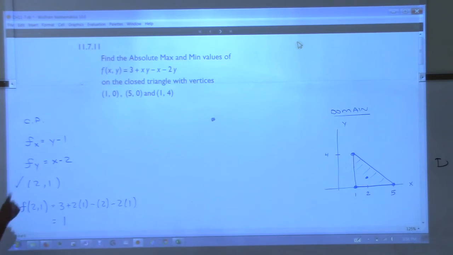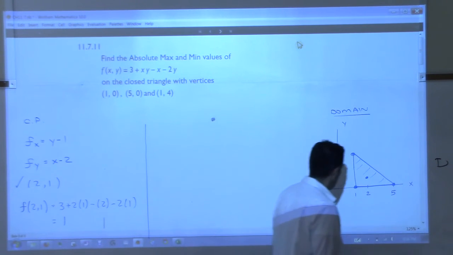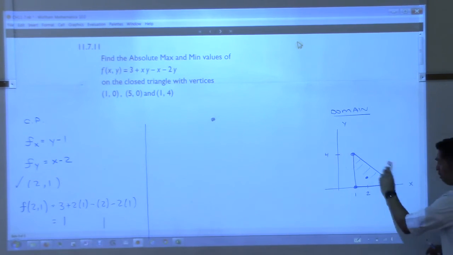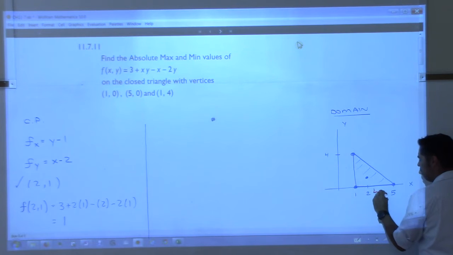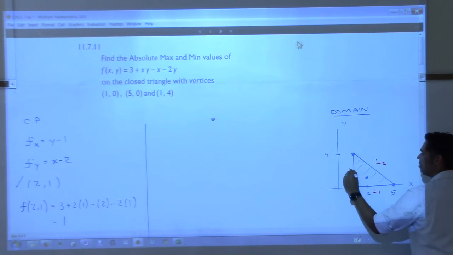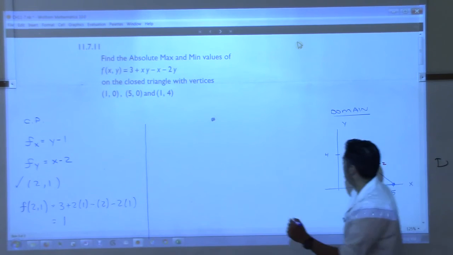All right, now we move along the edges. So when we move along the edges, we have to label these, and you can label them however you want. You can start wherever you want. I'm just going to pick and go. So I'm going to call this L1, I'm going to call this L2, and I'm going to call this L3. I'm calling them L because they're lines. If they were curves, I might call them C1, C2, C3. All right, so let's talk about L1 first.